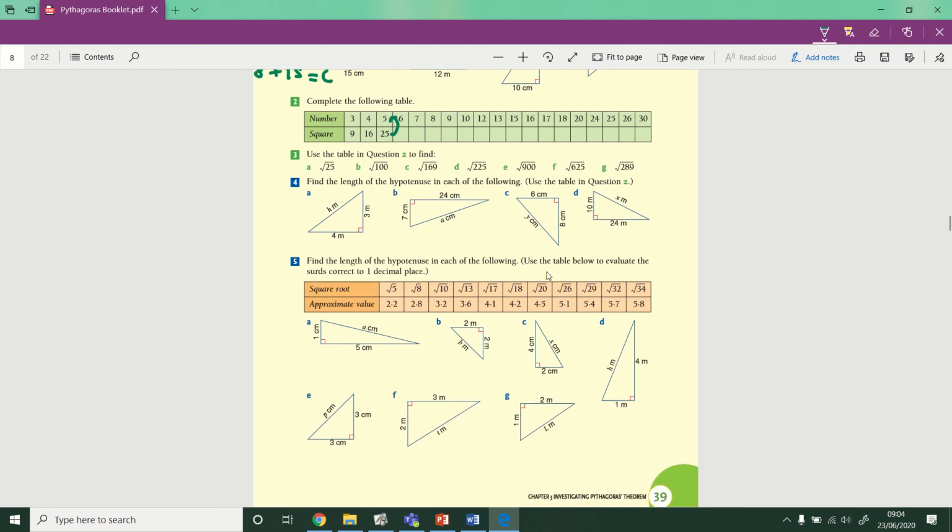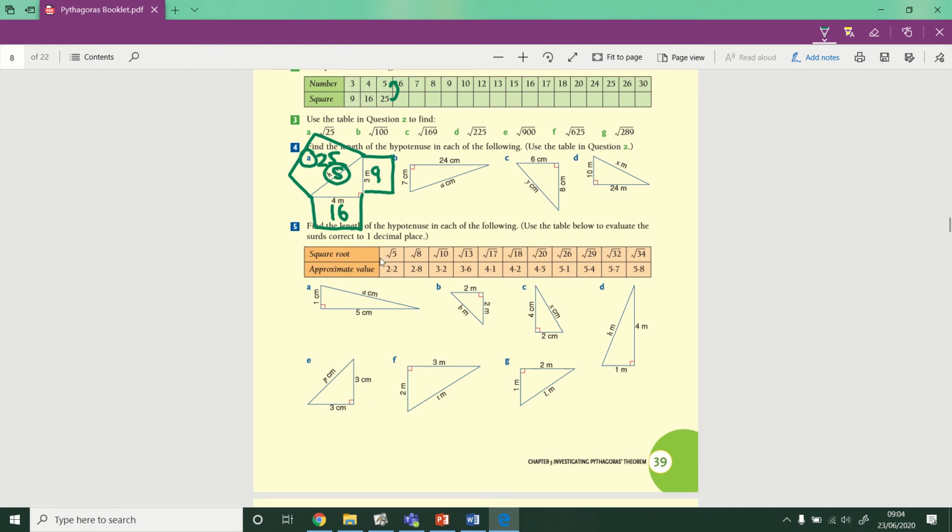Then for 4, you want to find the lengths of the hypotenuse. The first one I've already done for you because that was one of our examples. So this square is 9. This square is 16. So this square is the sum of these two. 9 plus 16 is 25. So square root that, and h is 5. Okay, so 5 is the answer to the first one. Can you do the same with these ones?